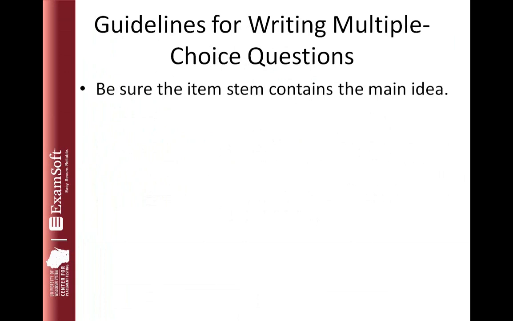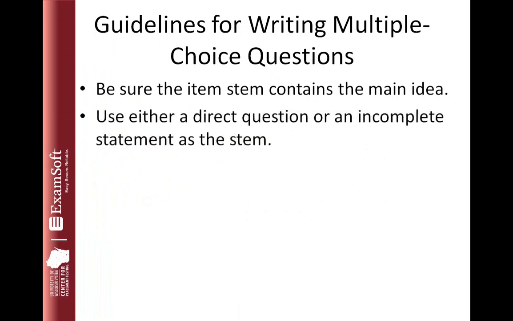When we're writing multiple choice questions, we want to be sure that our item stem contains the main idea. This will always be the case in a true-false item, but if you're talking other types of multiple choice questions, examinees shouldn't have to hunt around in the alternatives to understand what exactly the question is asking. They should be able to get that from the item stem. We want to use either a direct question or an incomplete statement as the stem. If it's a true-false item, then we're going to be using a complete statement.